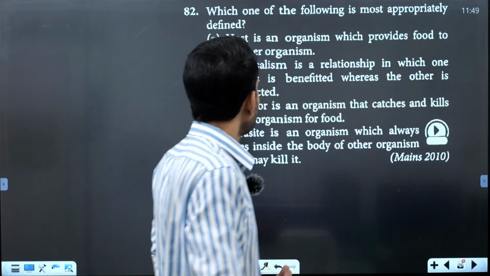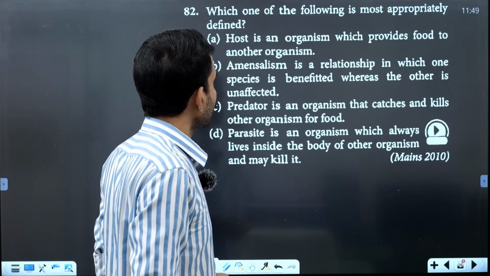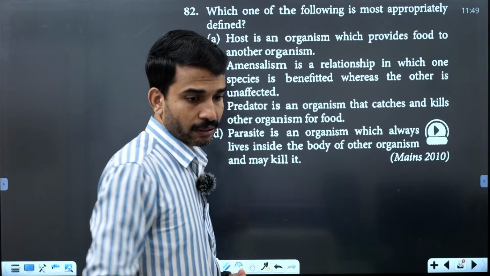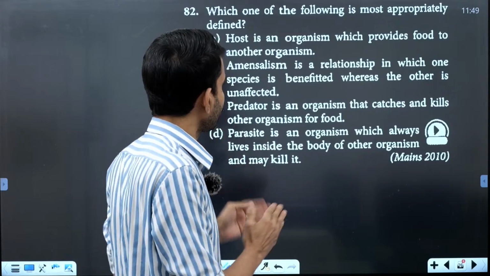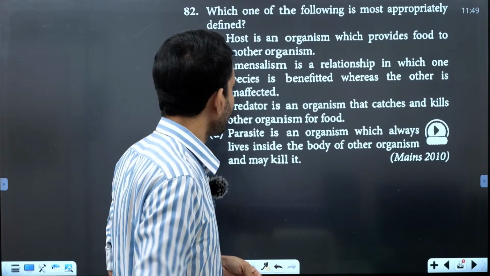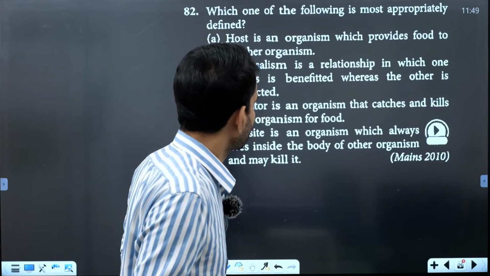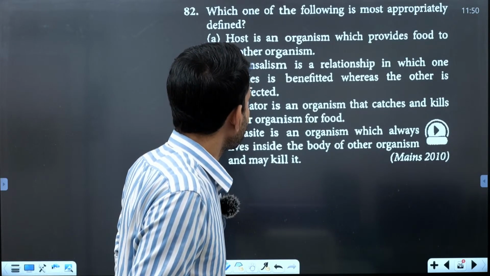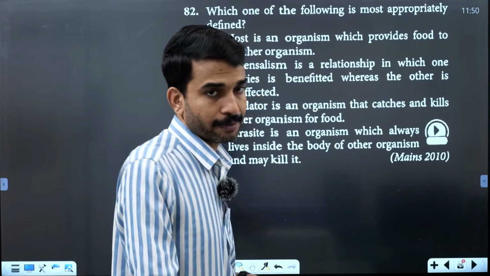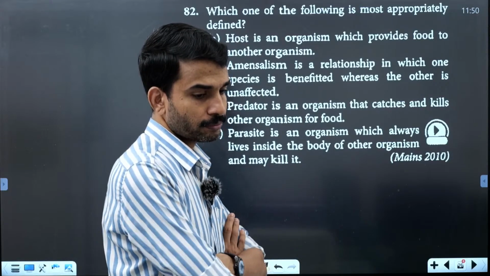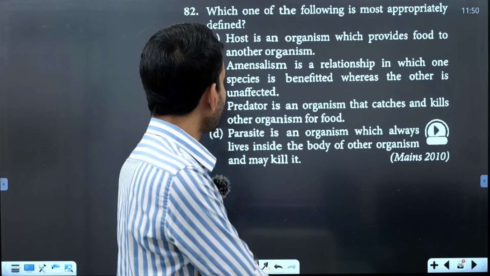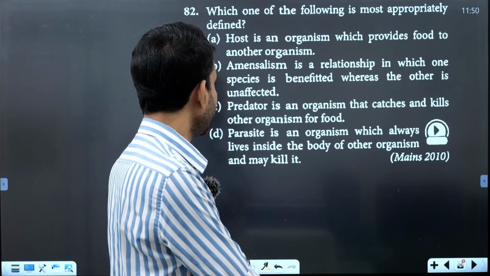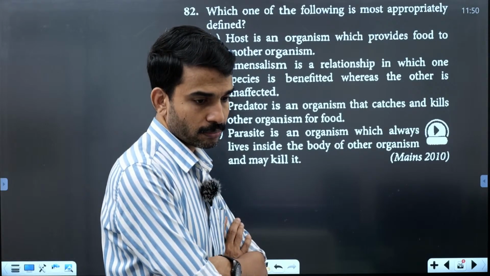Next one. Which one of the following is most appropriately defined? So, there is a definition for host. There is a definition for amensalism and interaction. There is a definition for predator. And there is a definition for parasitism. We have host, amensalism, predator, and parasite.